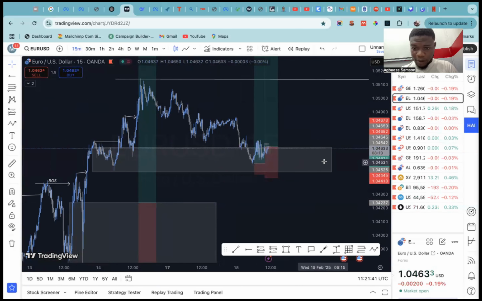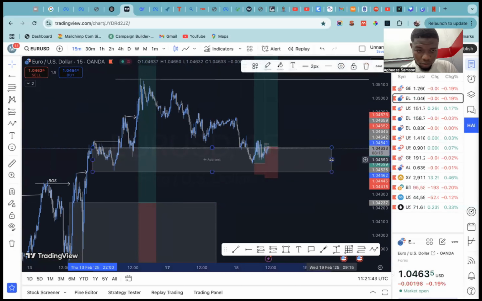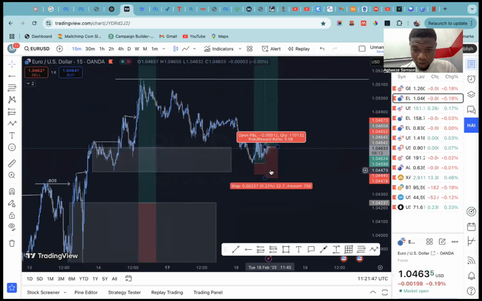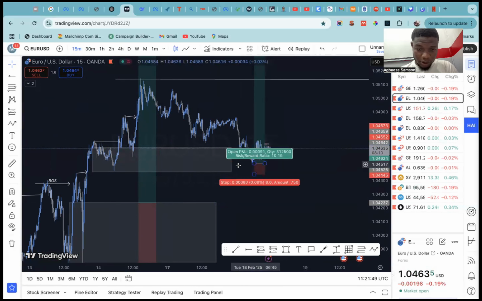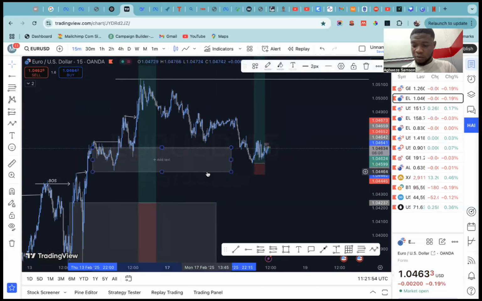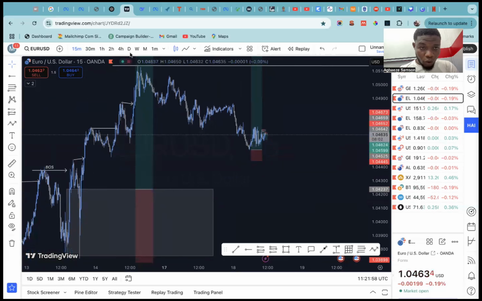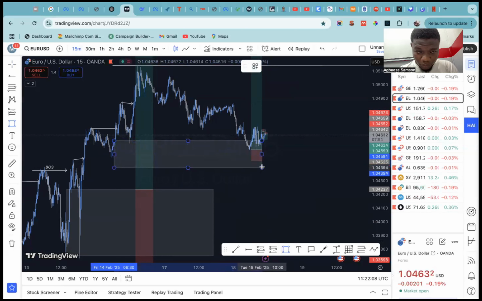So we have done the first one. This is actually for the swing trade, so let me delete it. We have done that. You can go back so you can get a better picture. On the 15-minute time frame, I can see another point here. This is actually the candlestick that broke the structure.